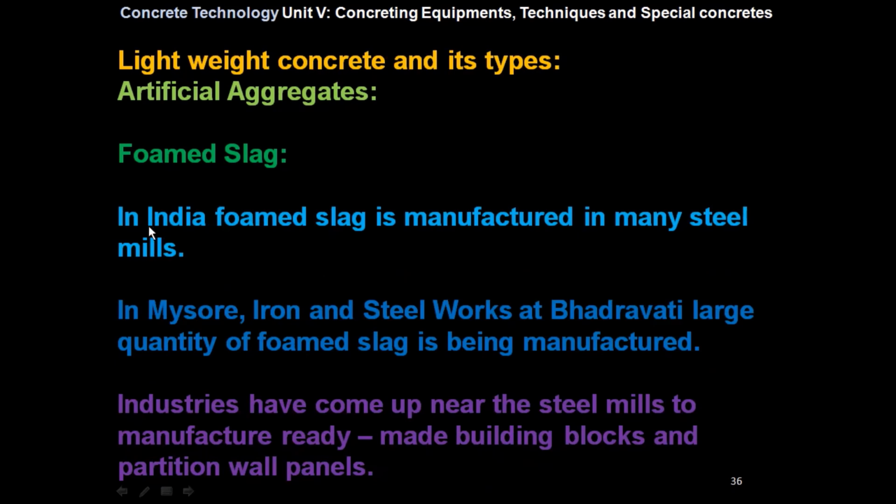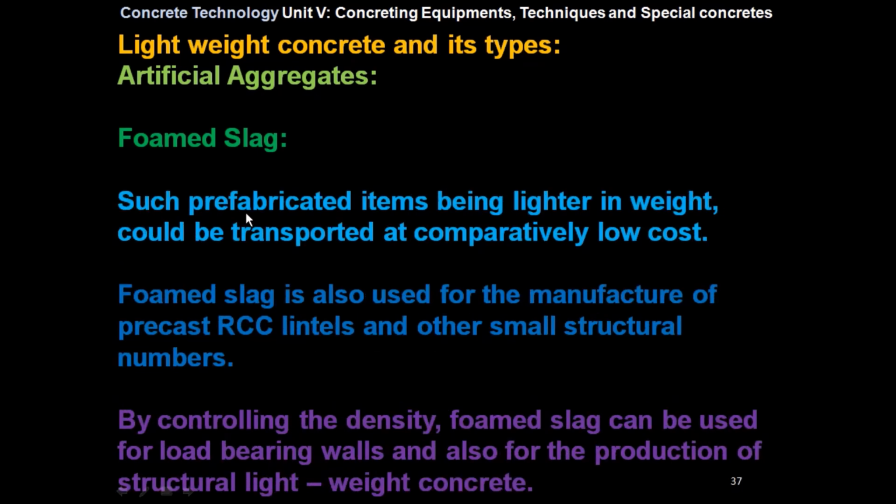In India, foamed slag is manufactured in many steel mills. In Mysore, at the Iron and Steel Works at Bhadravati, a large quantity of foamed slag is being manufactured. Industries have come up near the steel mills to manufacture ready-made building blocks and partition wall panels. Such prefabricated items, being lighter in weight, can be transported at comparatively low cost.